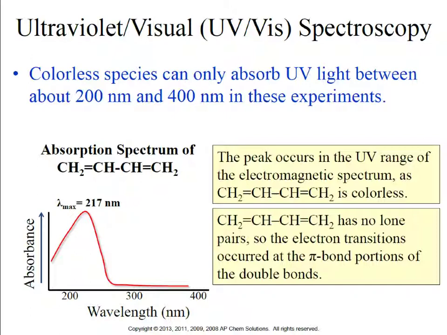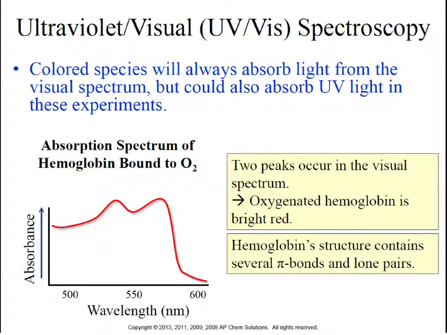So we can't see UV light. And so light between 200 and 400 nanometers, that's below our visible range. We can also run tests that would figure that out as well. And then colored species, so things that we see that have color, they will always absorb light from the visible spectrum, but they could also absorb light from the UV spectrum as well.